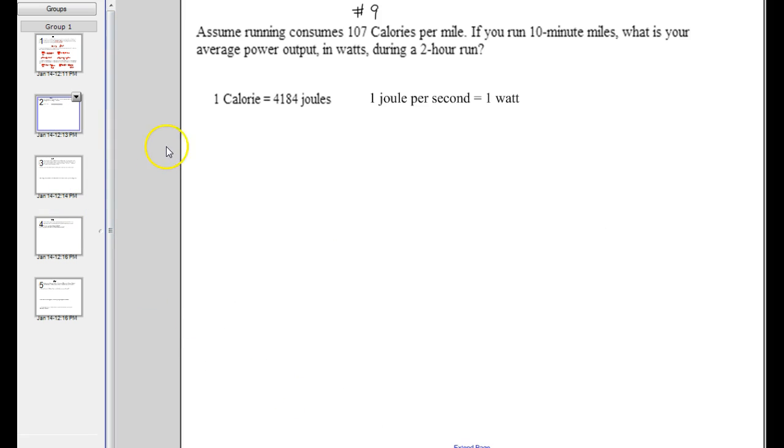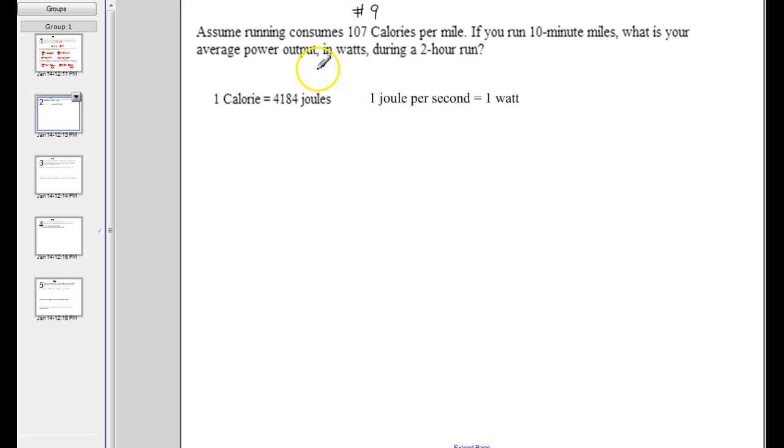All right, this is number 9 in your homework. Running consumes 107 calories per mile if you run 10-minute miles. What is your average power output in watts during a 2-hour run? All right, 1 calorie equals 4,184 joules, and a joule per second is a watt.